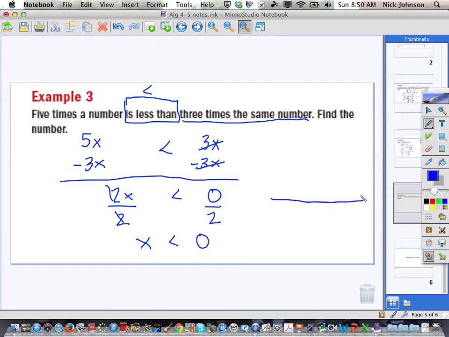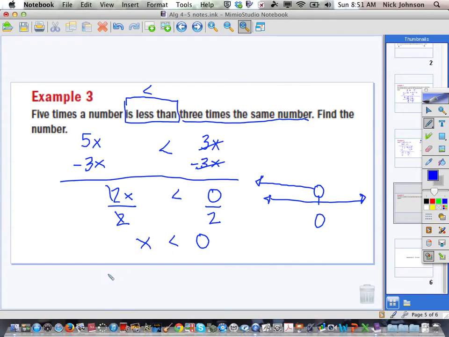So if I'm going to make that inequality, okay, symbol, my point of interest is 0. I have an open circle at 0. And it says all numbers that are less than 0. So what this is saying is 5 times a number is less than 3 times a number. When does this happen? Okay. Well, it happens in the negative numbers.